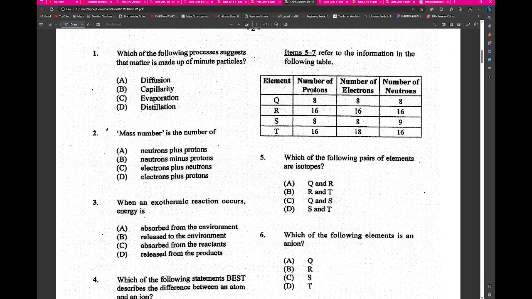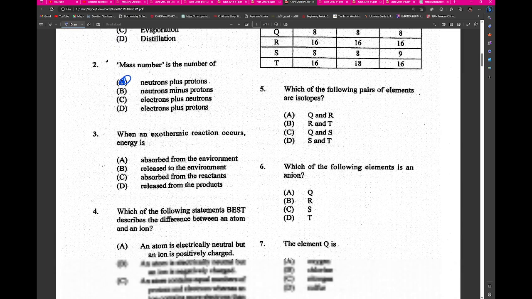Alright, so which of the following processes suggest that matter is made up of minute particles? Diffusion. The mass number is the number of neutrons plus protons. Right? When an exothermic reaction occurs, is energy released or absorbed? Isn't energy released to the environment?